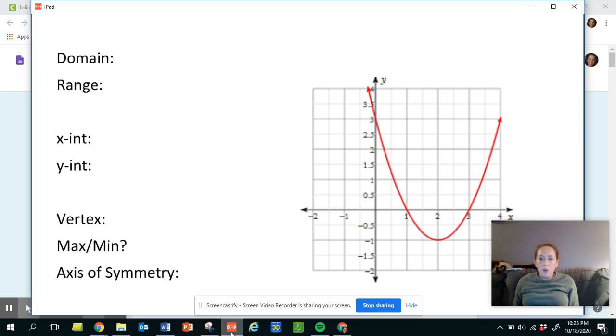Hello. So this first part of the week, we are going to be looking at transformations. So first, let's just go back over what we did last week. So I've given you a graph of the quadratic here.